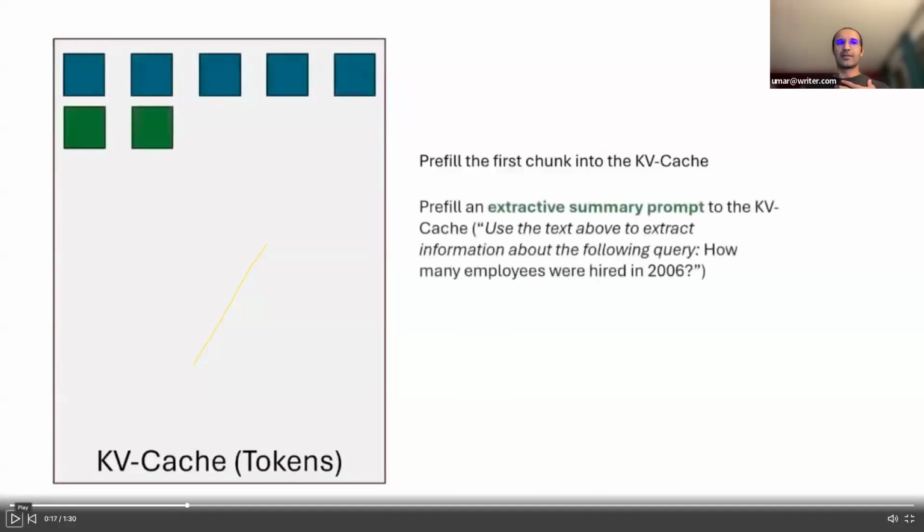Then what we do is we add to the KV cache this extractive summary prompt, which is, for example: use the text above to extract information about the following query: how many employees were hired in 2006? And then we generate tokens using whatever is inside the KV cache, which is the first chunk plus this extractive prompt. Suppose that we generate a few tokens, which are visible now. We take these tokens, we decode whatever is generated using the tokenizer, we save it, and then we remove it from the KV cache.